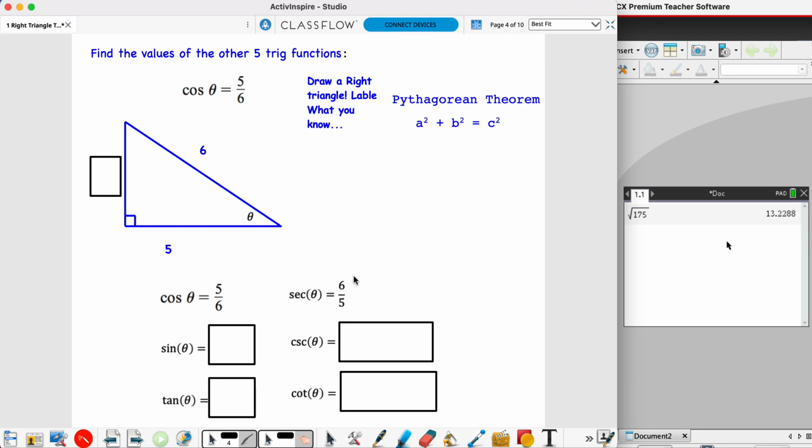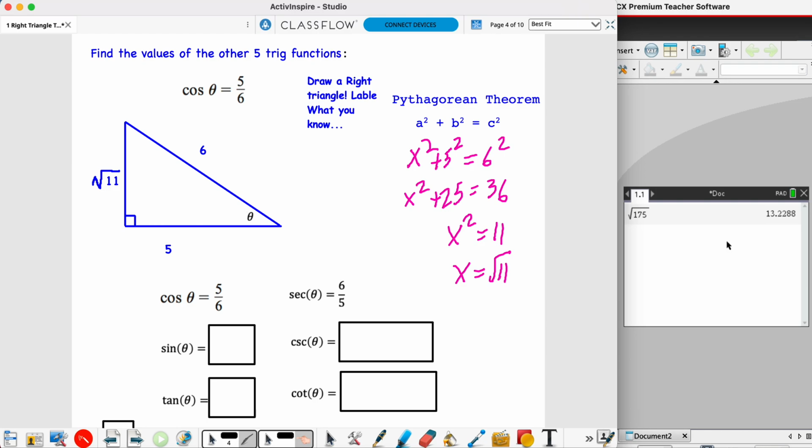But to find the other 4 ratios, we're in a bit of a pickle because we don't know what our third side is. Luckily, we know the Pythagorean Theorem, so we can find the third side. So let's do that now. We'll just call that x, I guess. x squared plus 5 squared is 6 squared. So x squared plus 25 is 36. Subtract 25, x squared is 11. And then we take the square root and we get the square root of 11. We're going to go ahead and leave it like the square root of 11.